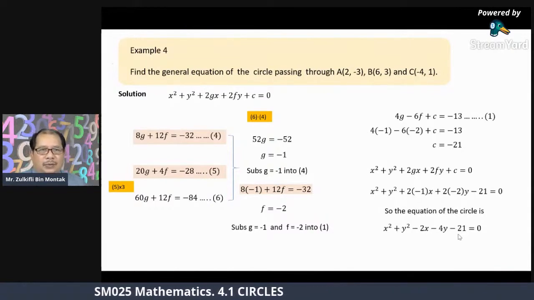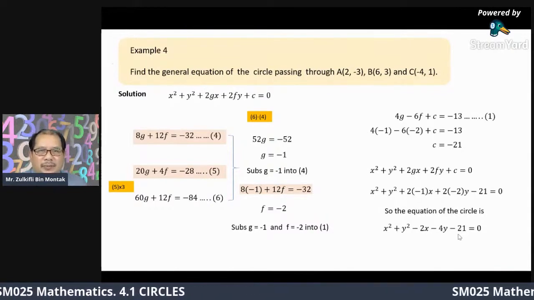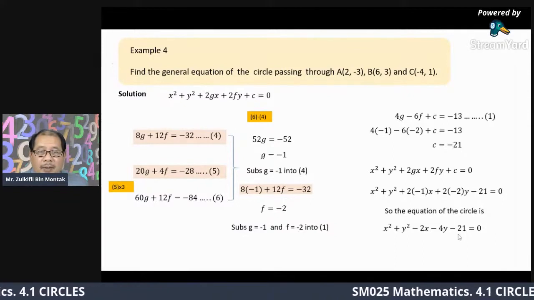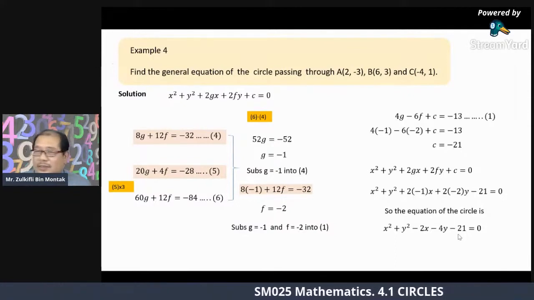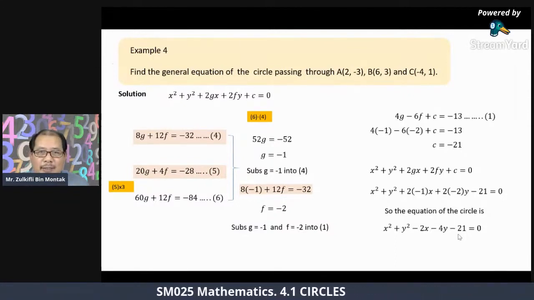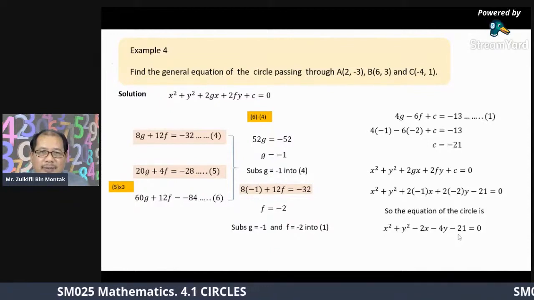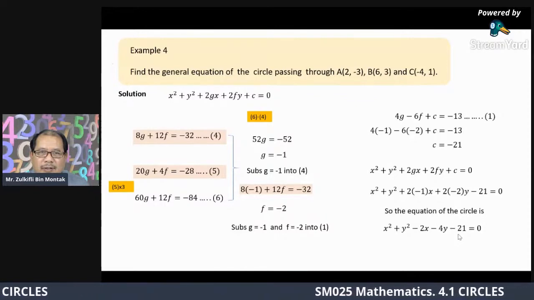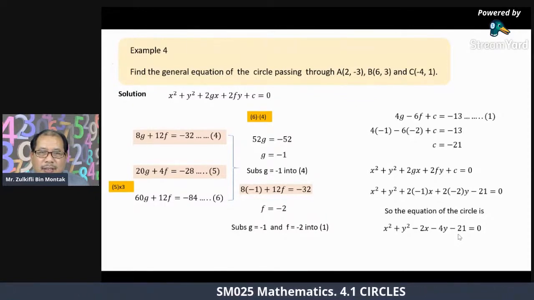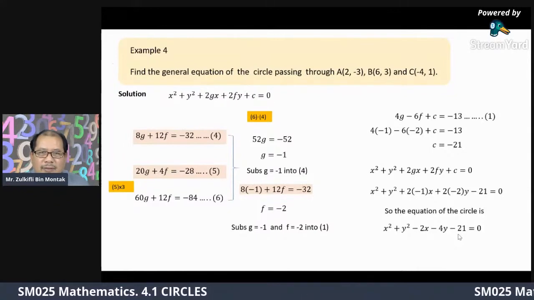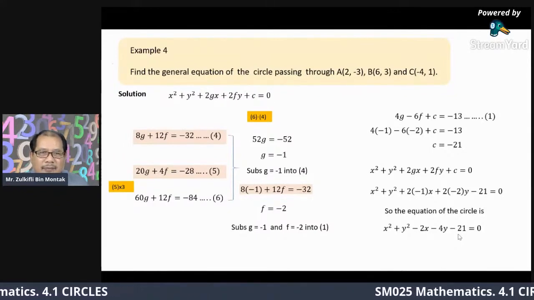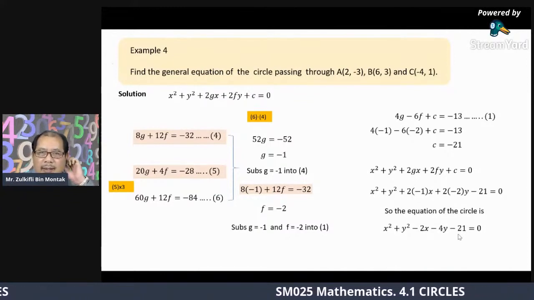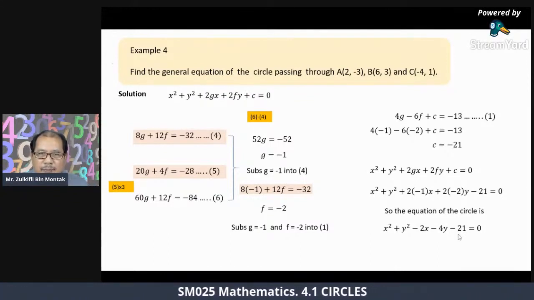This is how to find the equation when the circle passes through 3 points, point A, point B, and point C. The idea is first you substitute all 3 points into the general form, so you get 3 equations. After that, you simplify and then solve simultaneously. You get the values F, G, and C, and then you plug them into the general equation. So you get the answer.